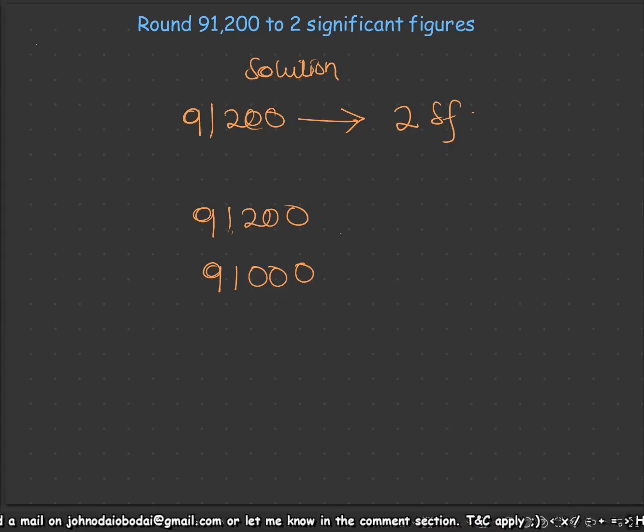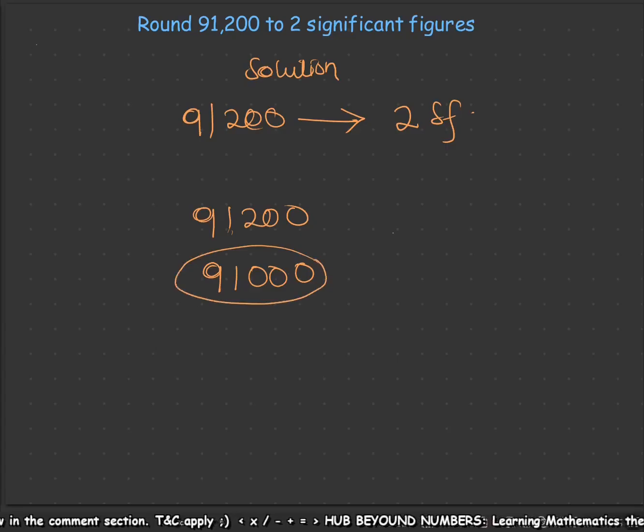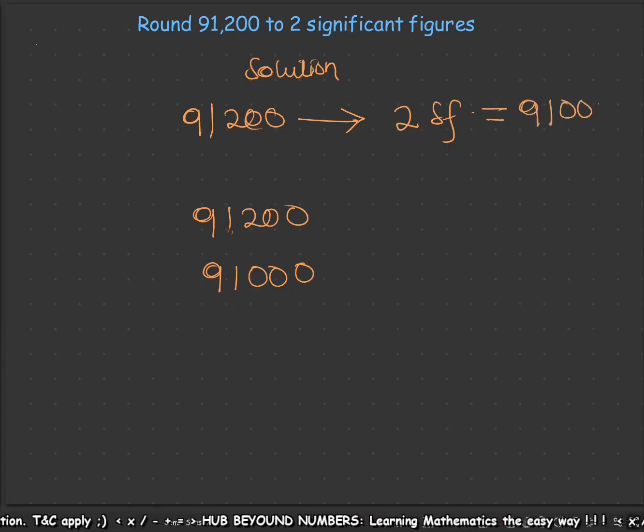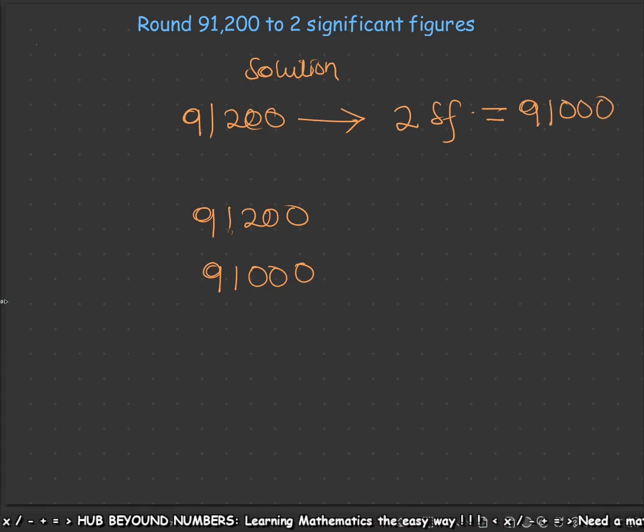Because if you omit them, you are not preserving the value of the number. All of a sudden, you are reducing this to 91. That isn't done. So this here is our answer: 91,000.